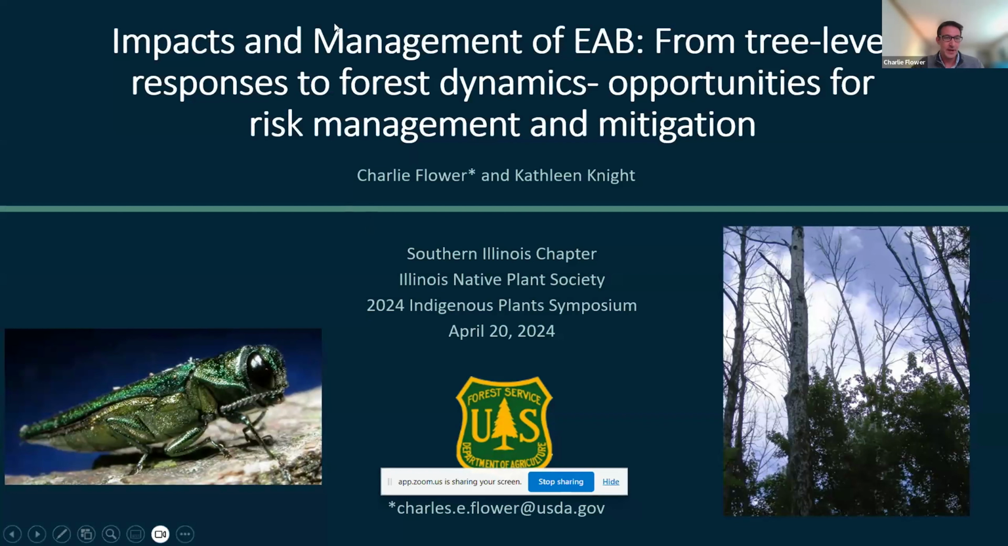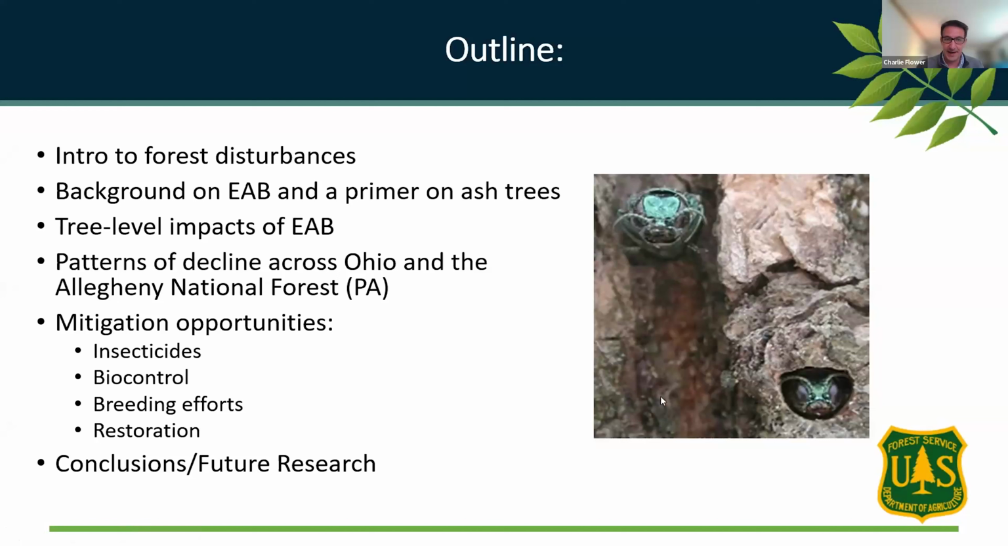So I'll quickly give you an outline. We'll walk through some intro to forest disturbances, discuss some background on emerald ash borer, provide a primer on ash trees themselves, and then talk about some of the tree level impacts, and then patterns of decline across Ohio and the Allegheny National Forest. And then I'll get into some mitigation opportunities, and then wrap it up with some conclusions and future research.